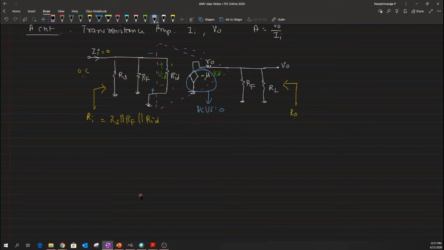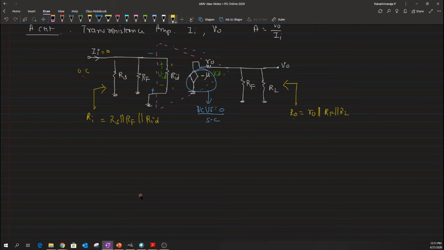So, which means that I can kill this voltage source with a short circuit. Due to which we end up having a resistance value of R naught, which is the parallel combination of R naught, RF and RL. Okay. So, these are the input and output impedance of the A circuit.